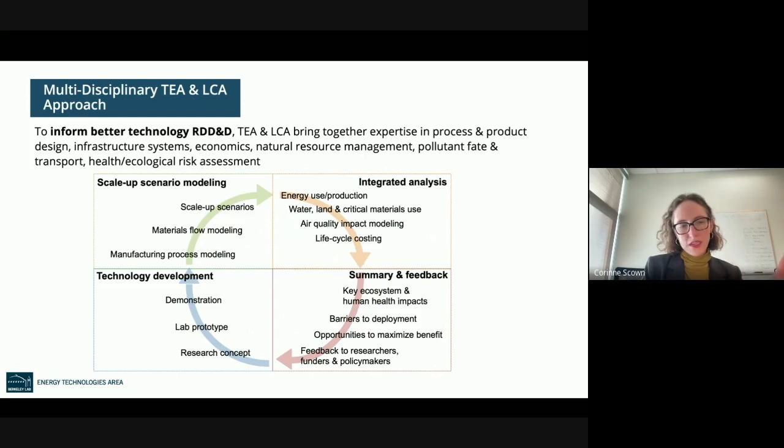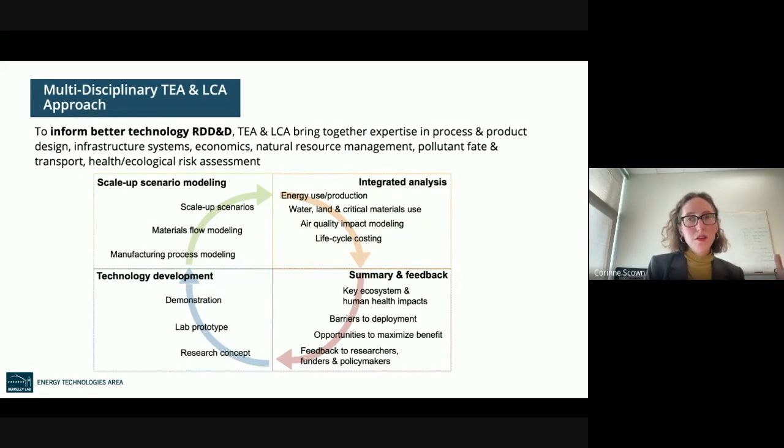So you might start with technology development, you have a concept, maybe you have a lab prototype, you go on to do some kind of demonstration at a larger scale. And then at that point, we can take it from there and say, all right, you're not going to build a commercial scale facility, not yet, but let's model this out.